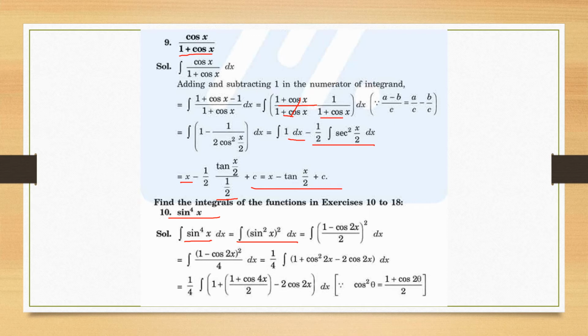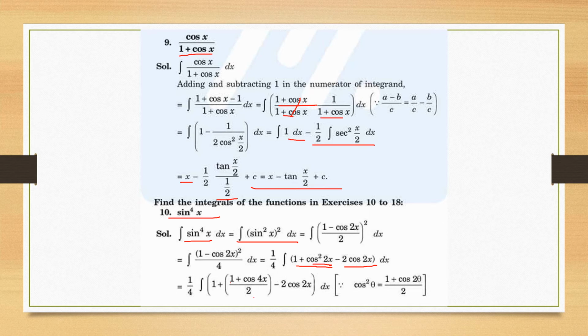So sine raised to power 4x can be opened as sine square x whole square. Sine square is to be integrated by using the formula (1 minus cos 2x)/2, so its whole square you have to take in this case. Now open it: 1 plus cos square 2x, a minus b whole square we are applying, minus 2 cos 2x. Now again cos square 2x is there, so you have to again use the formula (1 plus cos 4x)/2.